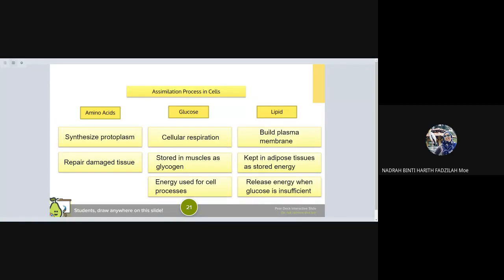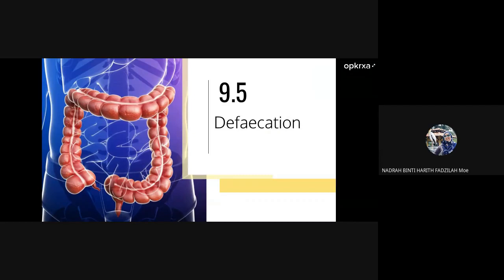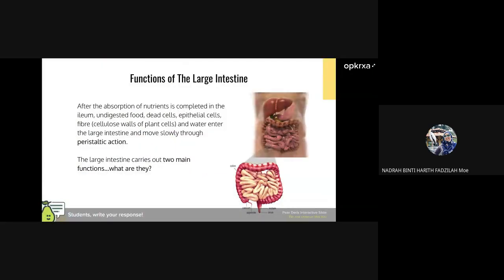So when we talk about defecation nanti, kita nak tengok yes, we have absorbed digested food, but how about undigested food and other things that can also be found inside the lumen atau inside the space of our small intestine. So the process is defecation where the undigested food, dead cells, epithelial cells, fiber and water enter the large intestine from the ileum.